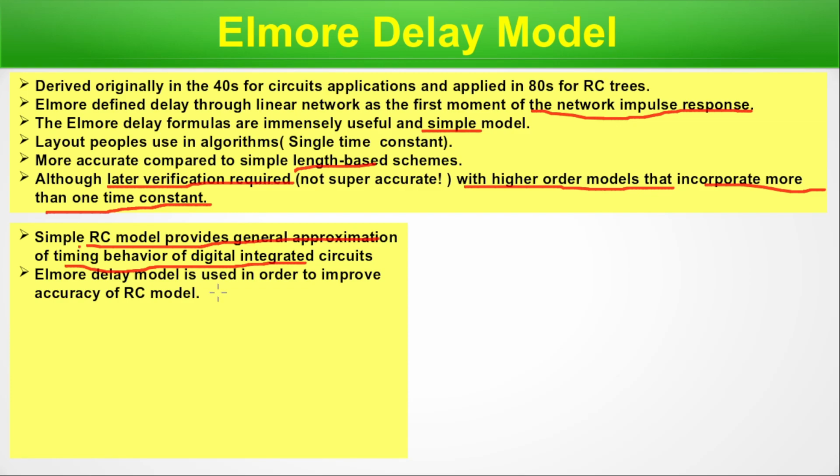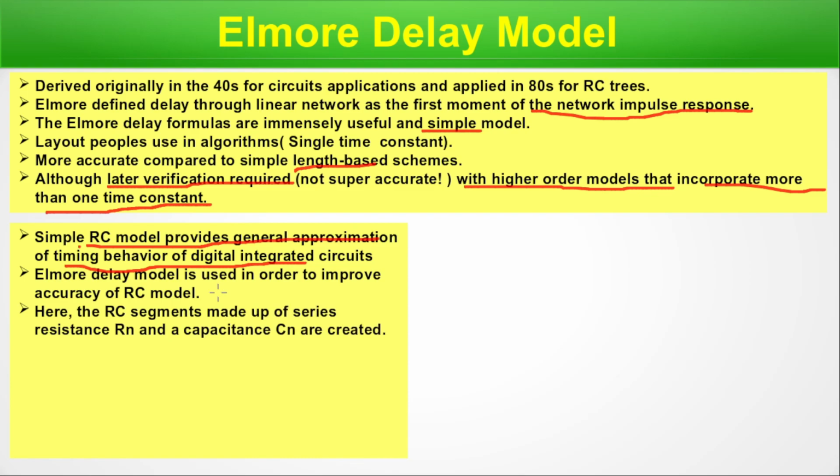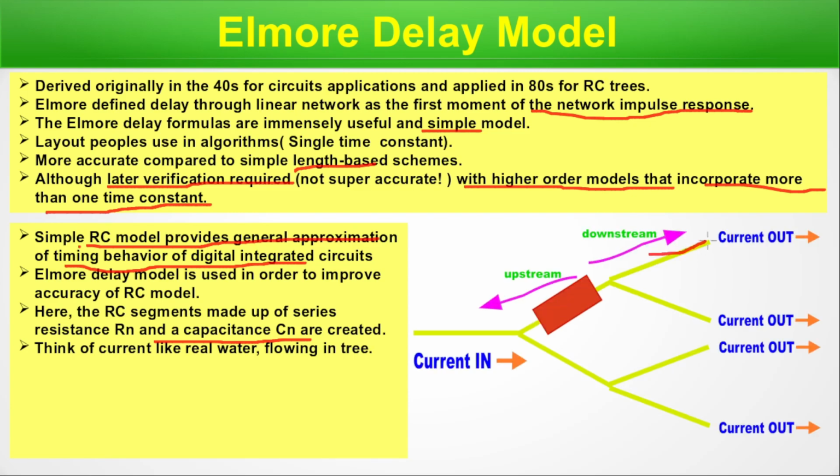Here the RC segments made up of series resistance Rn and capacitance Cn are created. Think of current like real water flowing in a tree. This is current in, and this is branching out. It's a tree-like structure: main branch, then smaller branches, then going towards the leaves. From any component of the tree looking at the source, it's upstream, and looking towards the leaves, it's downstream.